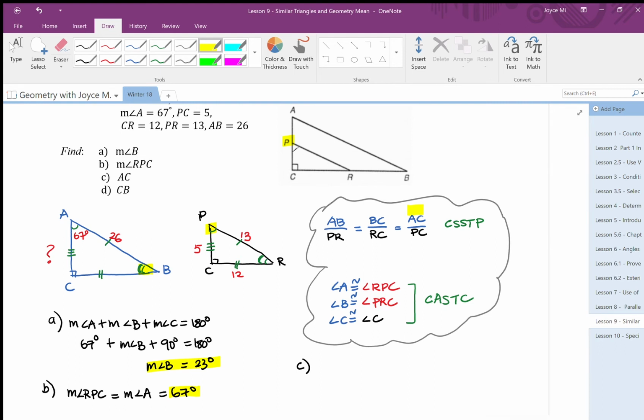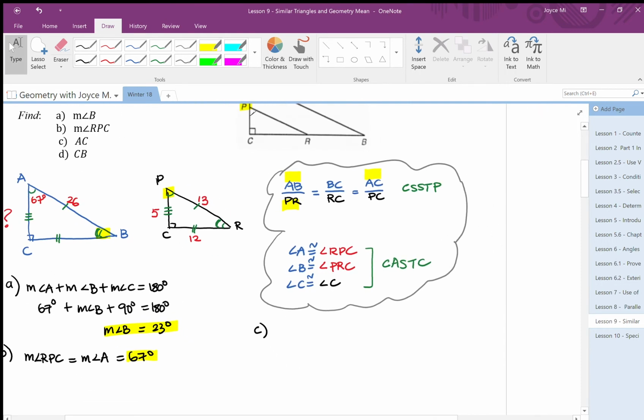And we also know that AB, I know the length. I also know the length of PR. So using this statement over here, instead of writing all three parts, I don't need the middle part. I can just rewrite this statement over here. I could say AB to PR is equal to AC to PC.